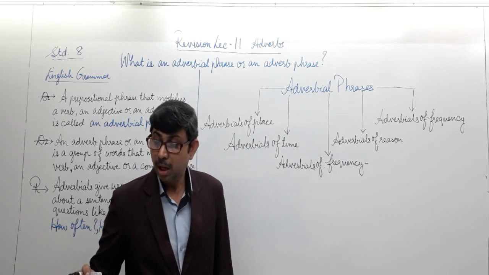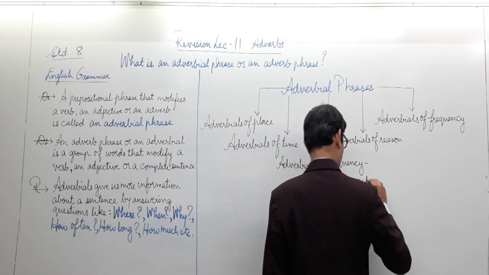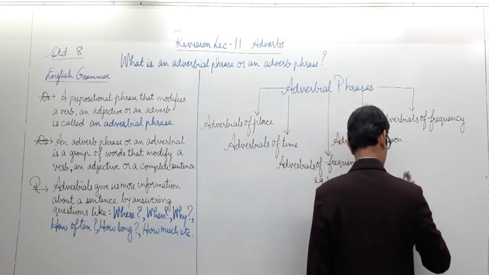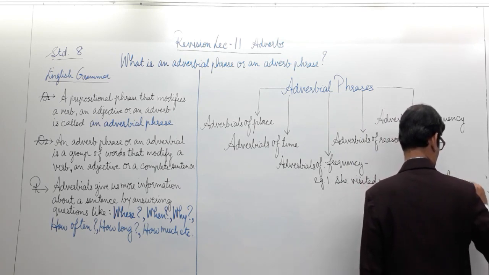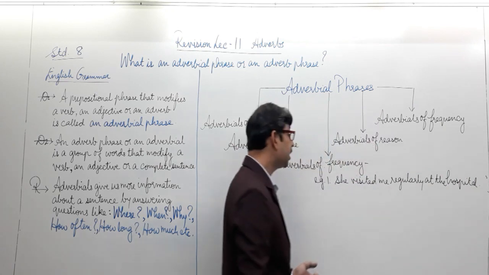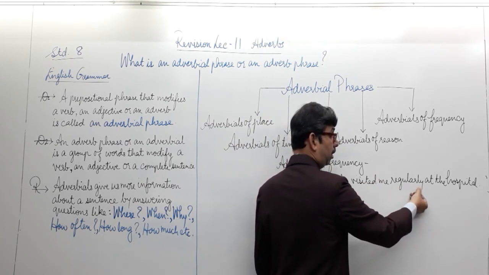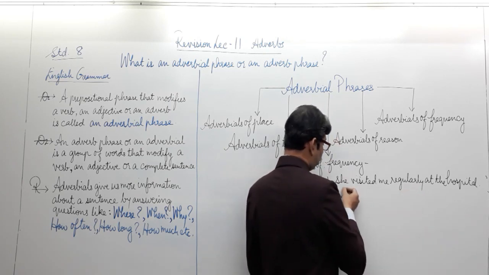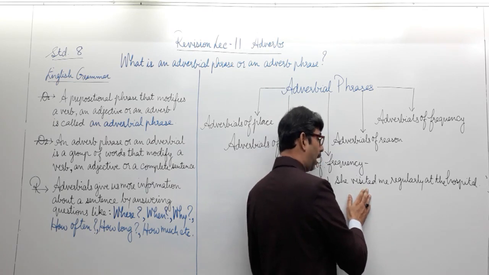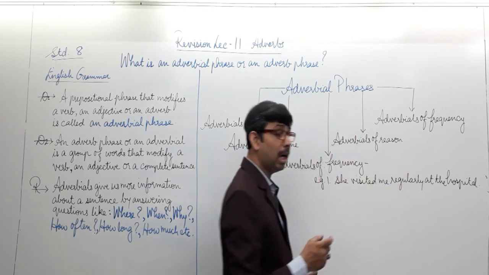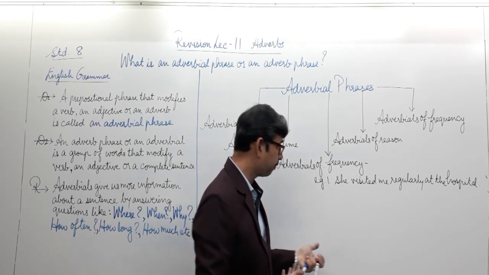First one, she visited me regularly at the hospital. Have a look at the sentence. You will easily be able to catch the word regularly, ending with the letters L-Y, which gives you a clear indication that this is an adverb. So she is the subject, the noun, and visited is the action. Here the action is being modified by the word regularly, which shows how many times the person has visited or not visited. Well, here it is about visiting, not about not visiting. So we have the positive sense.